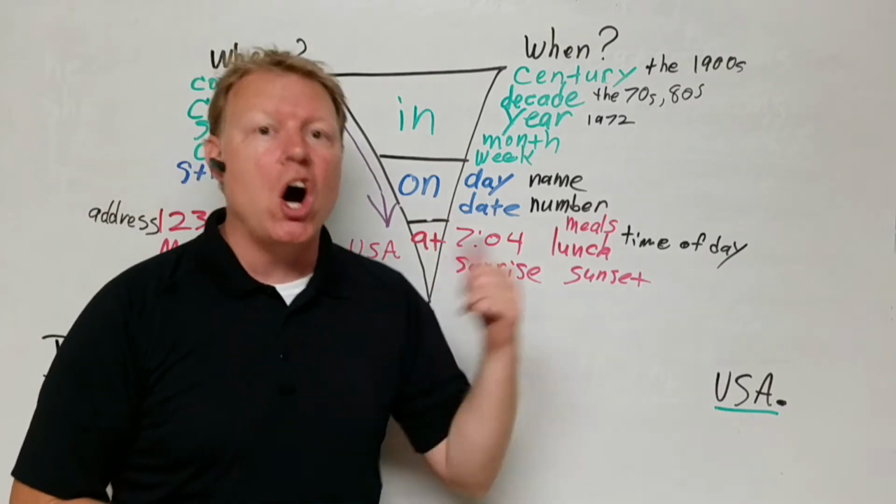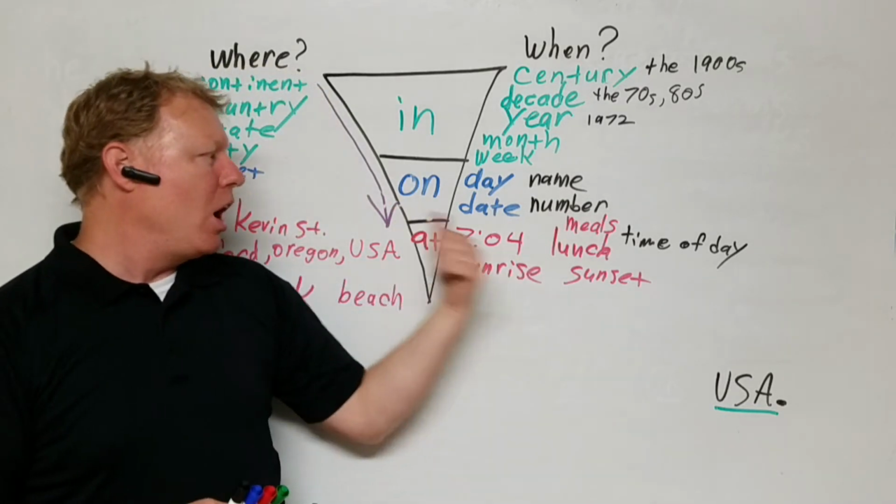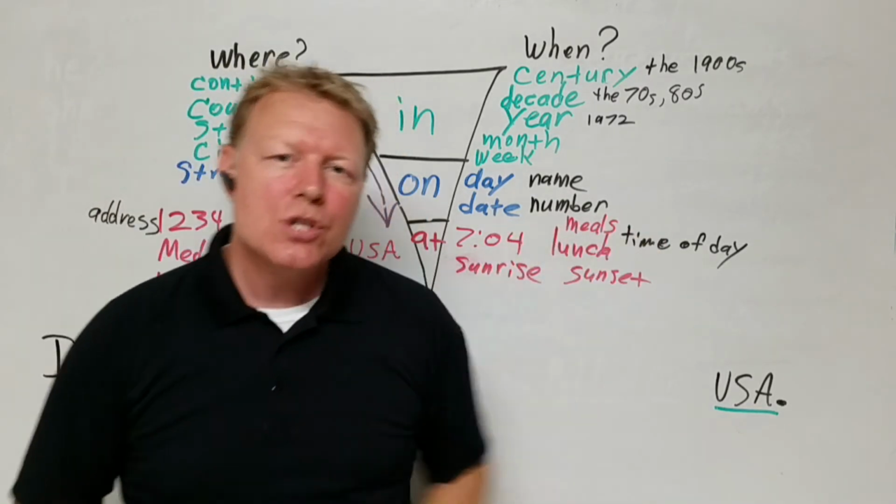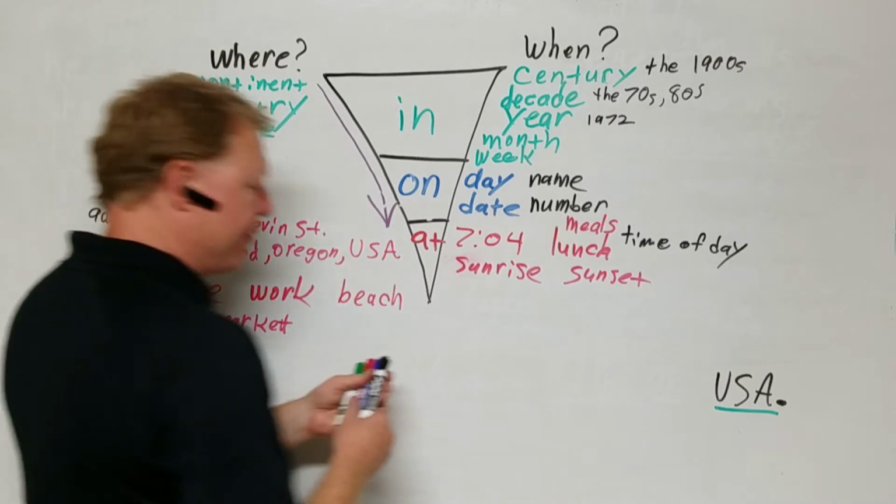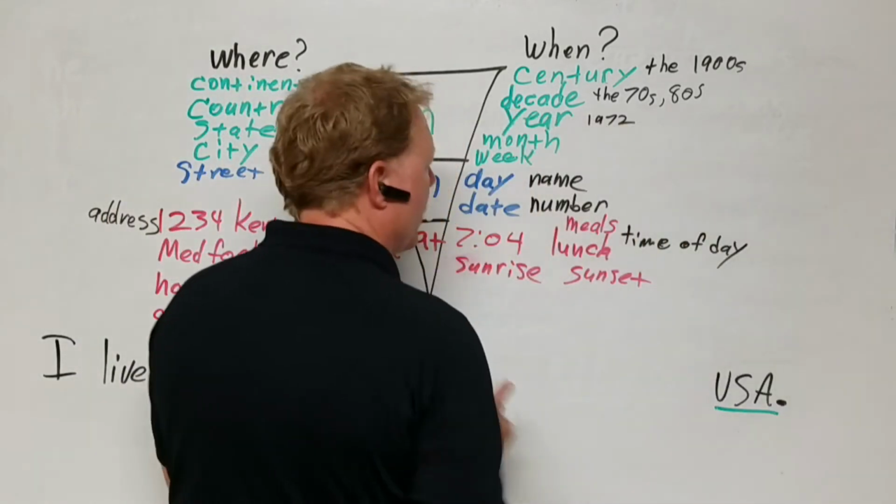Okay, so a day or a date we're on. So I was born on Thursday. I was born on the 26th. So for a date, very often we're going to state it this way.